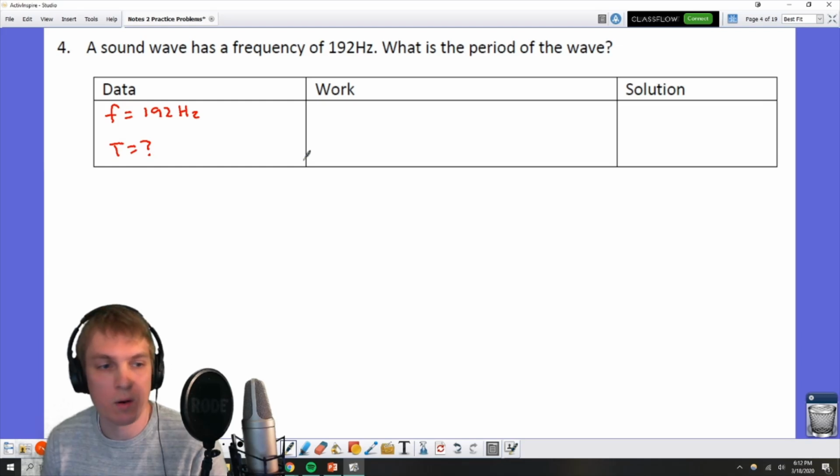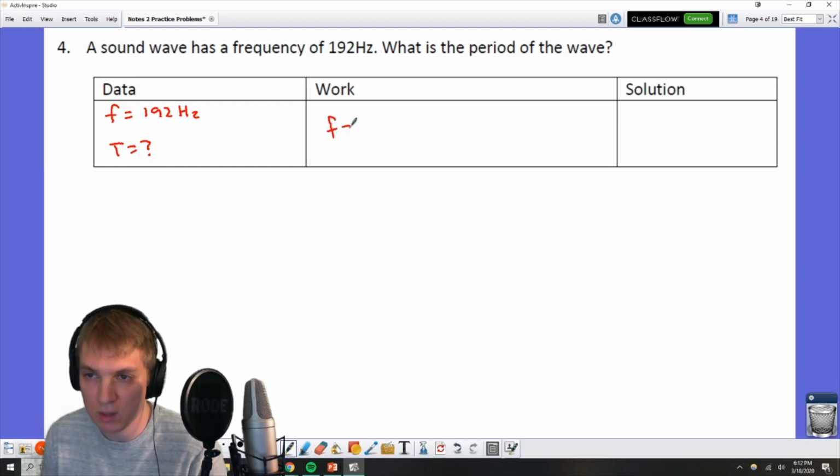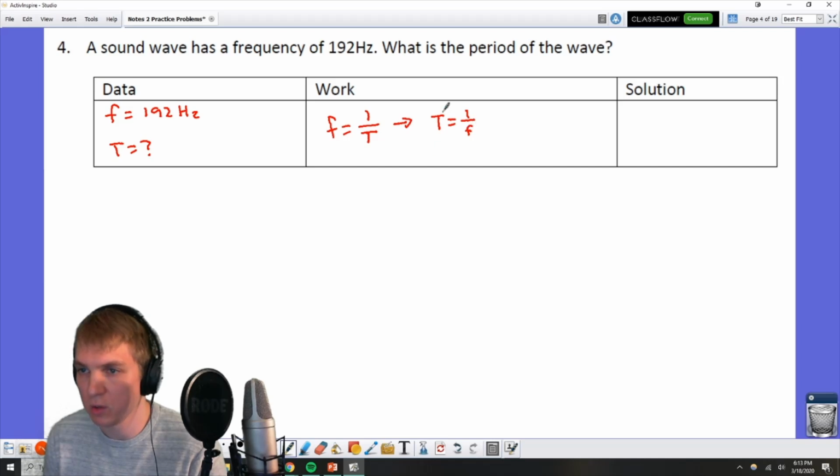Do we know an equation that associates the two? Yes, we know that frequency is equal to 1 over t, like this. So we know that frequency is 1 over t. We can kind of rework this equation so that it's t is equal to 1 over f. And that one was also in the lecture, so we could have used that one as well.